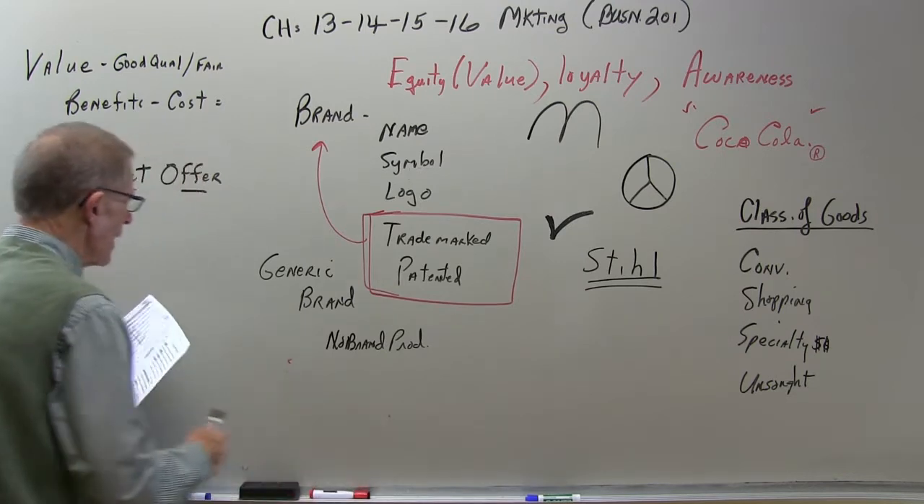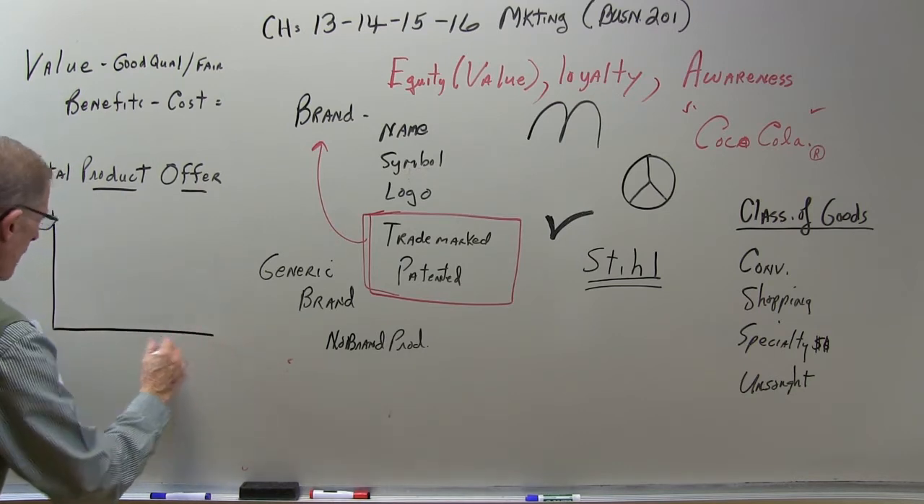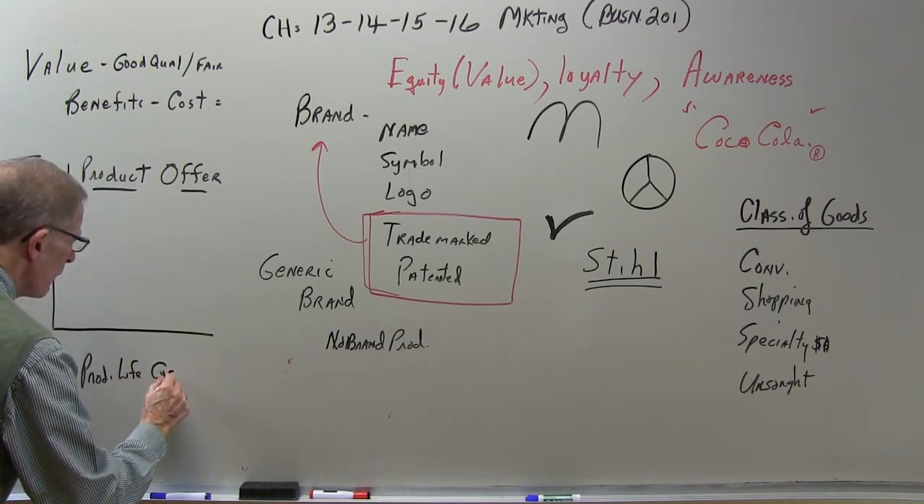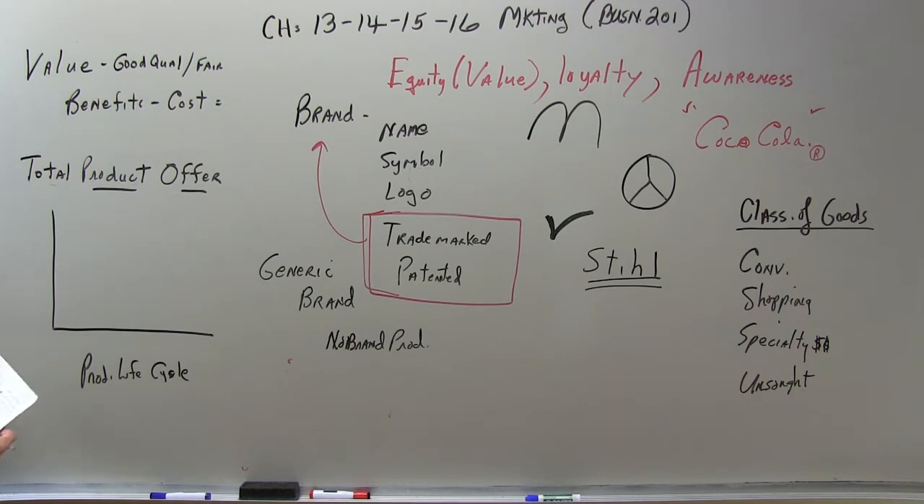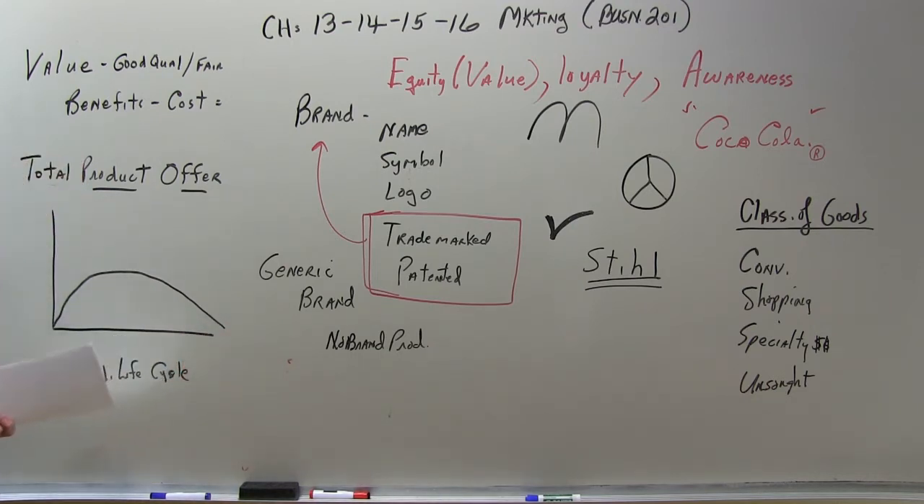Okay. Every product has what's called a product life cycle. The product life cycle has to do with sales and profits of a product. There's four stages as far as a product life cycle. And here's how it works. Every product has a product life cycle. First of all, the product is introduced.